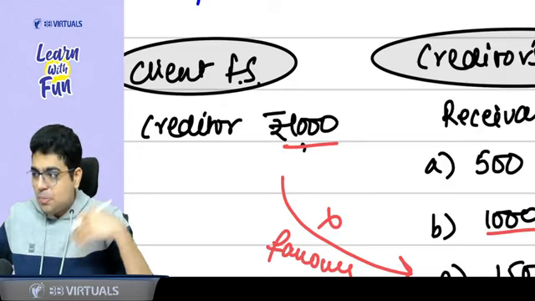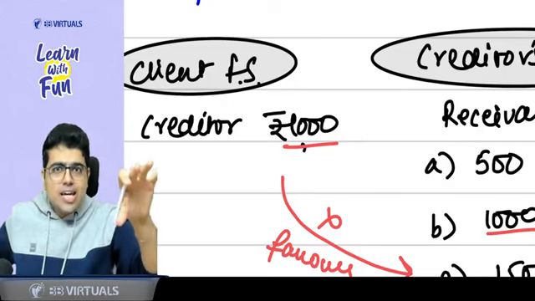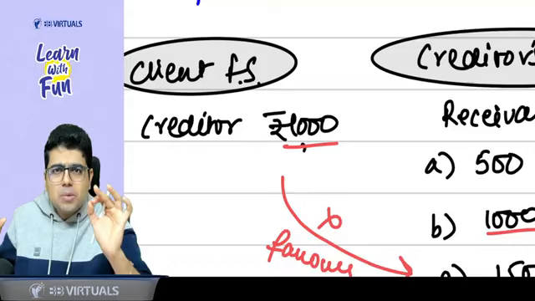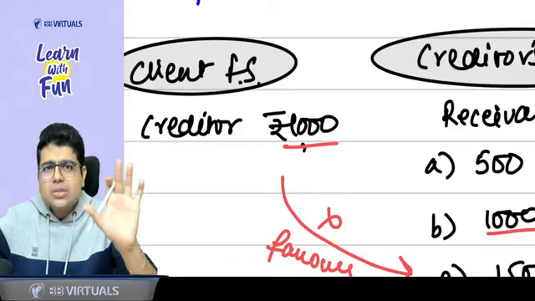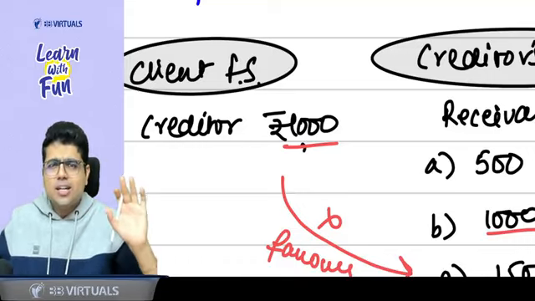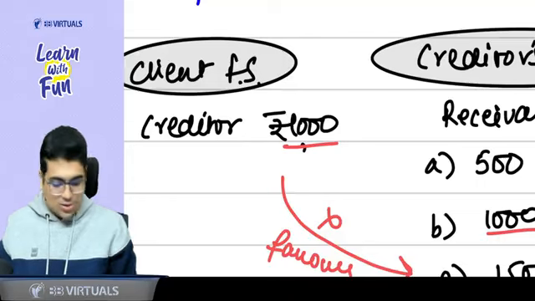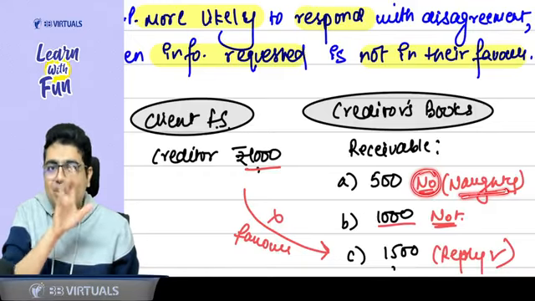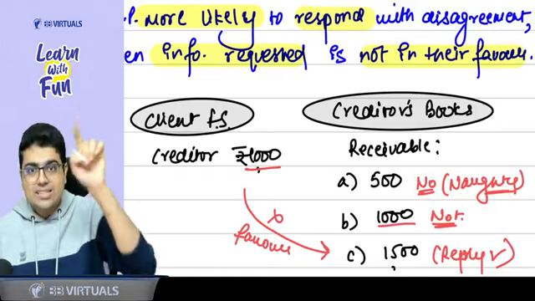I am saying I have to pay you 1000 rupees. In their books, they are saying we need to receive 500 only. Will the confirming party reply saying, don't give me 1000, give me 500 only? No, sir, they will not reply. So the chances of reply are less. They will not reply because they are naughty. This is the problem with NCR.